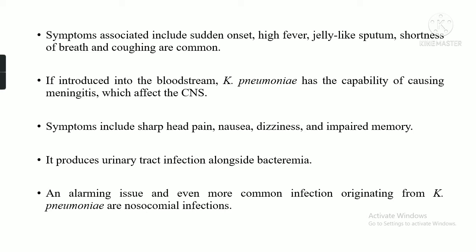If introduced into the bloodstream, Klebsiella pneumoniae has the capability of causing meningitis, which affects the central nervous system. Symptoms include sharp head pain, nausea, dizziness and impaired memory. It produces urinary tract infection alongside bacteremia. An alarming issue and an even more common infection originating from Klebsiella pneumoniae are nosocomial infections, which you can also call hospital acquired infections.